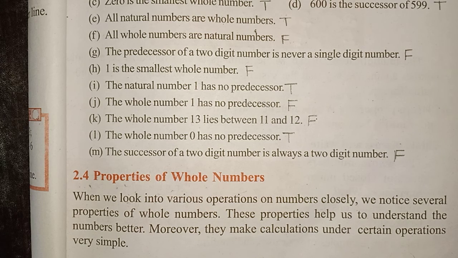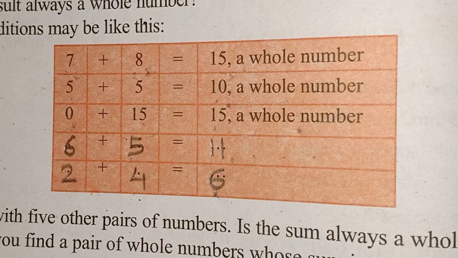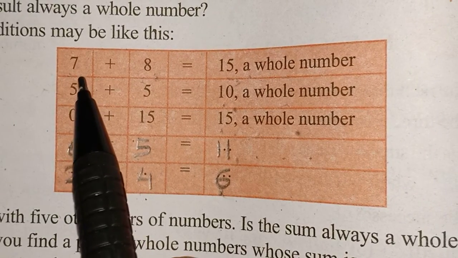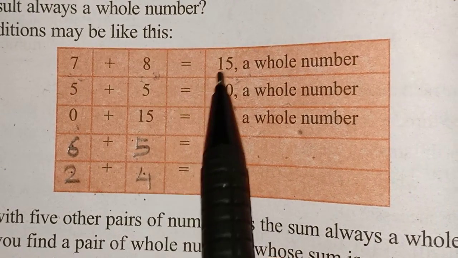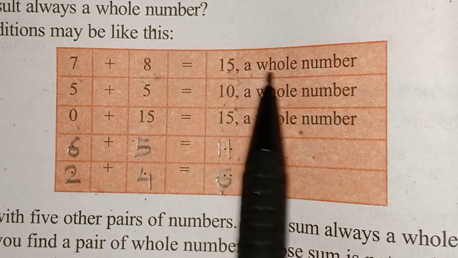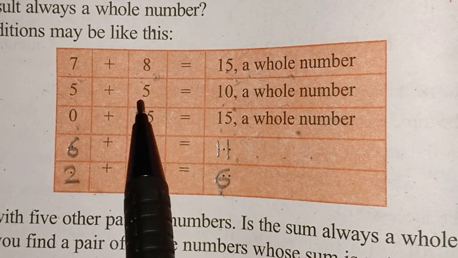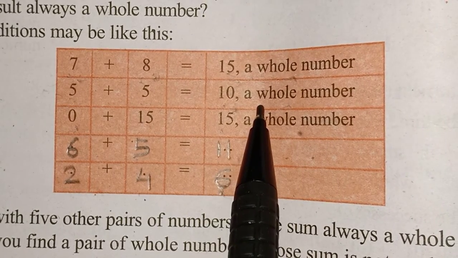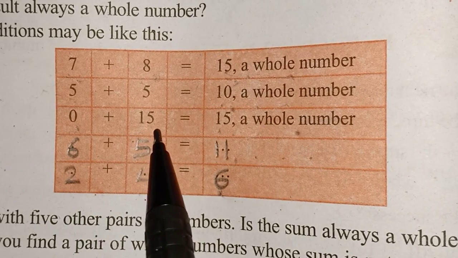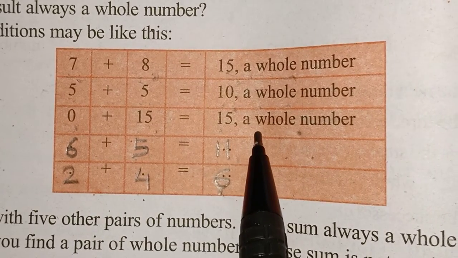The first property we are going to see is the closure property. Here there are some whole numbers. Addition is given: 7 plus 8. The answer is 15, which is a whole number. 5 plus 5 is 10. It is also a whole number. 0 plus 15, the answer is 15. It is also a whole number.